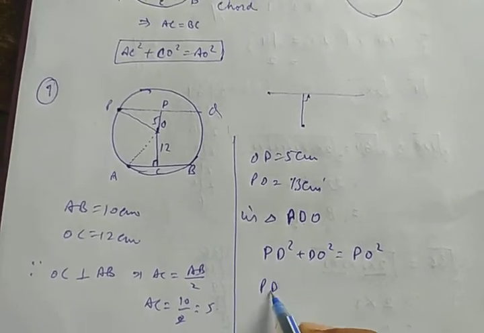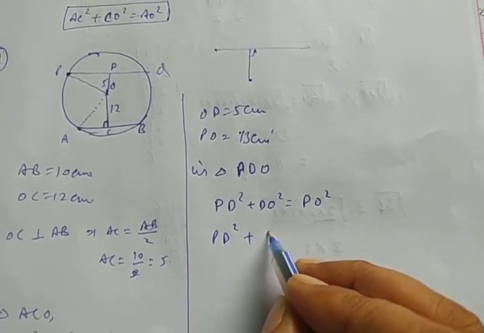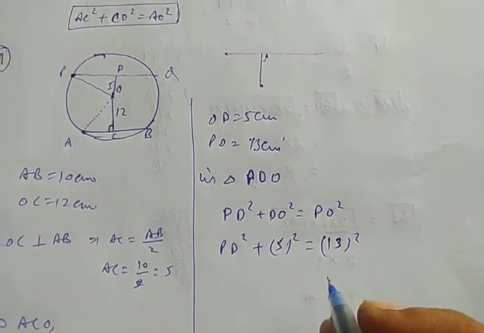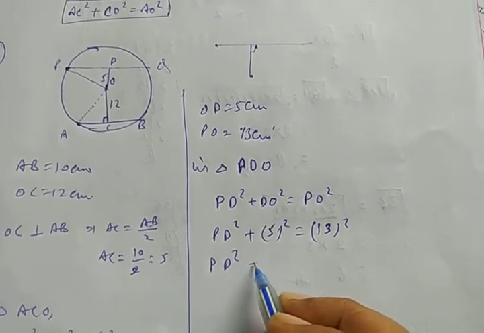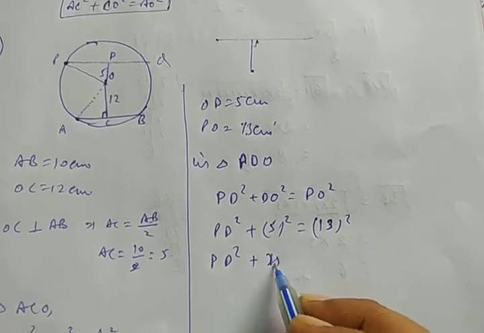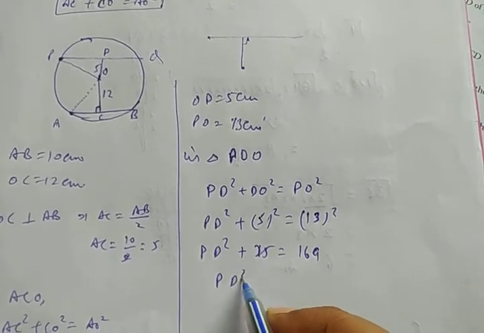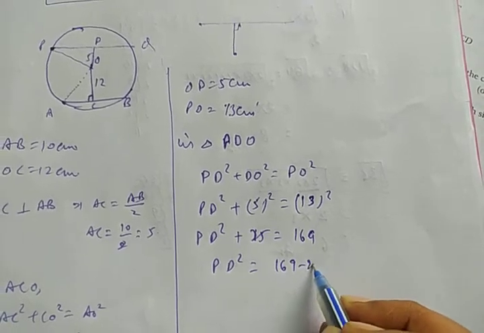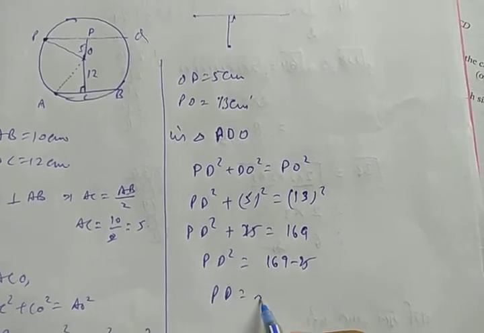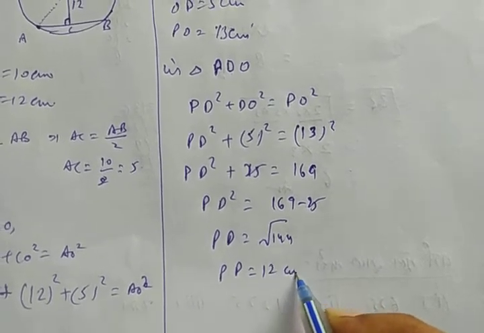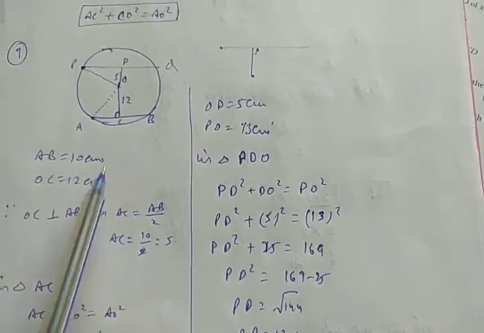PD square you can find. DO means 5 square and this is 13 square. PD square plus 25 is equal to 169. PD square is equal to 169 minus 25. PD is equal to under root 144. PD is equal to 12 centimeter. Now PD is coming 12 this much.